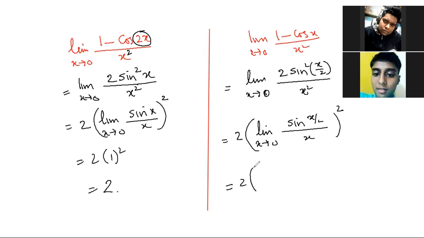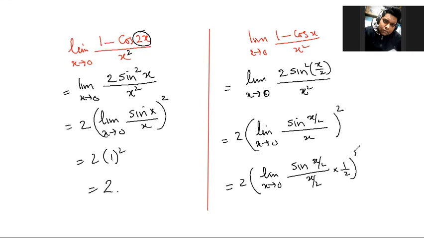Next, what do you have to do? Multiply and divide with half. Yes, very good. Excellent. So then sine x by 2 upon x by 2 becomes 1 into half. So 2 into 1 by 4, the answer is 1 by 2. Everybody understood? Yes, sir.